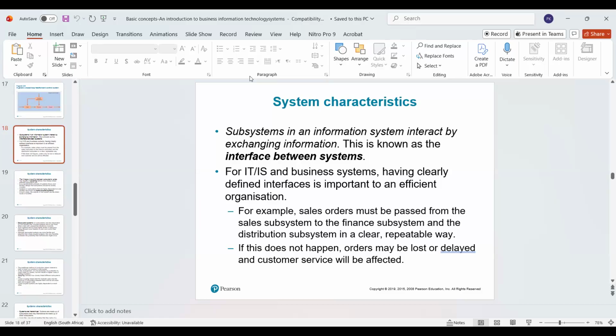So it must always be the idea that the subsystems are exchanging information. That is the first thing that we need to understand: subsystems in an information system interact by exchanging information. Because if there is no interaction between the systems, then there will be chaos and confusion. We wouldn't be able to provide the services that we are supposed to provide. I hope we are all here.